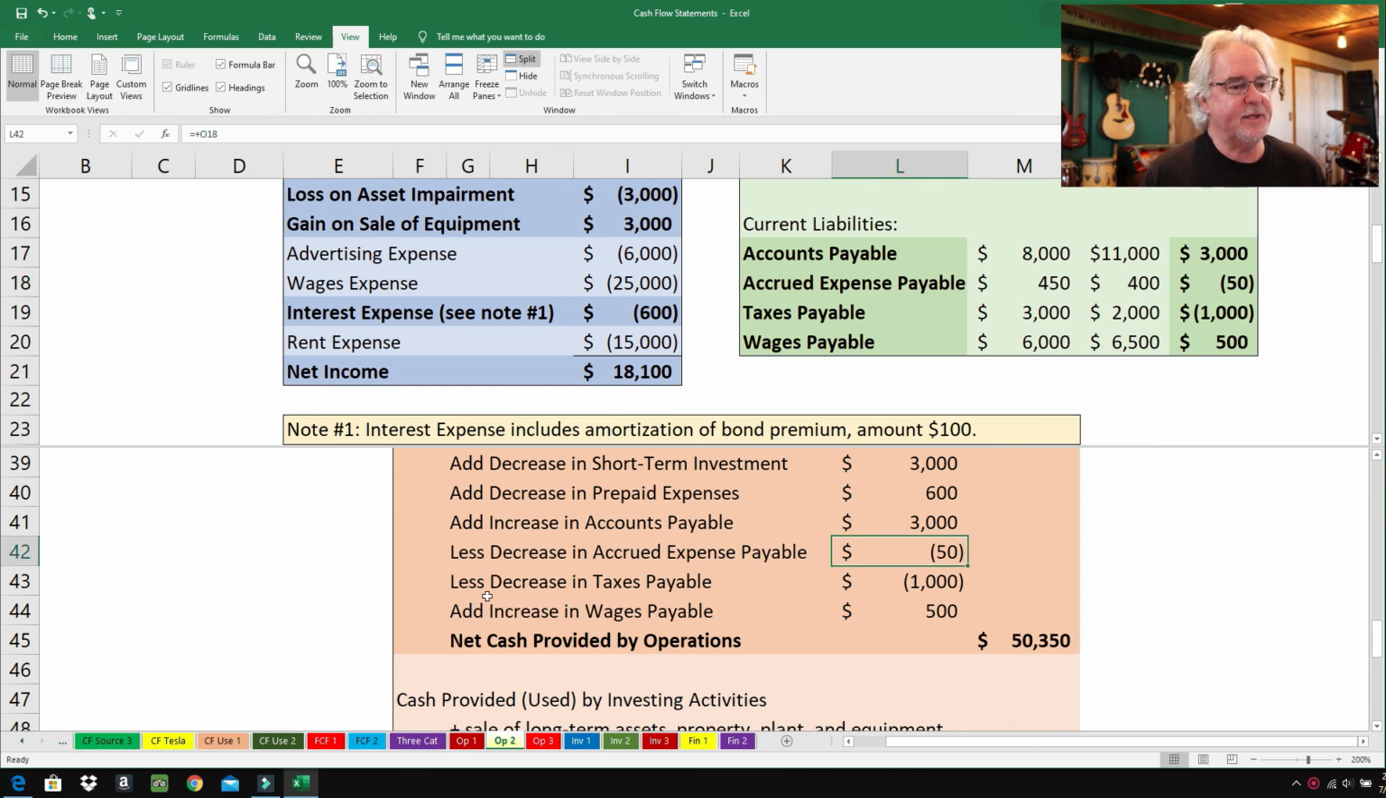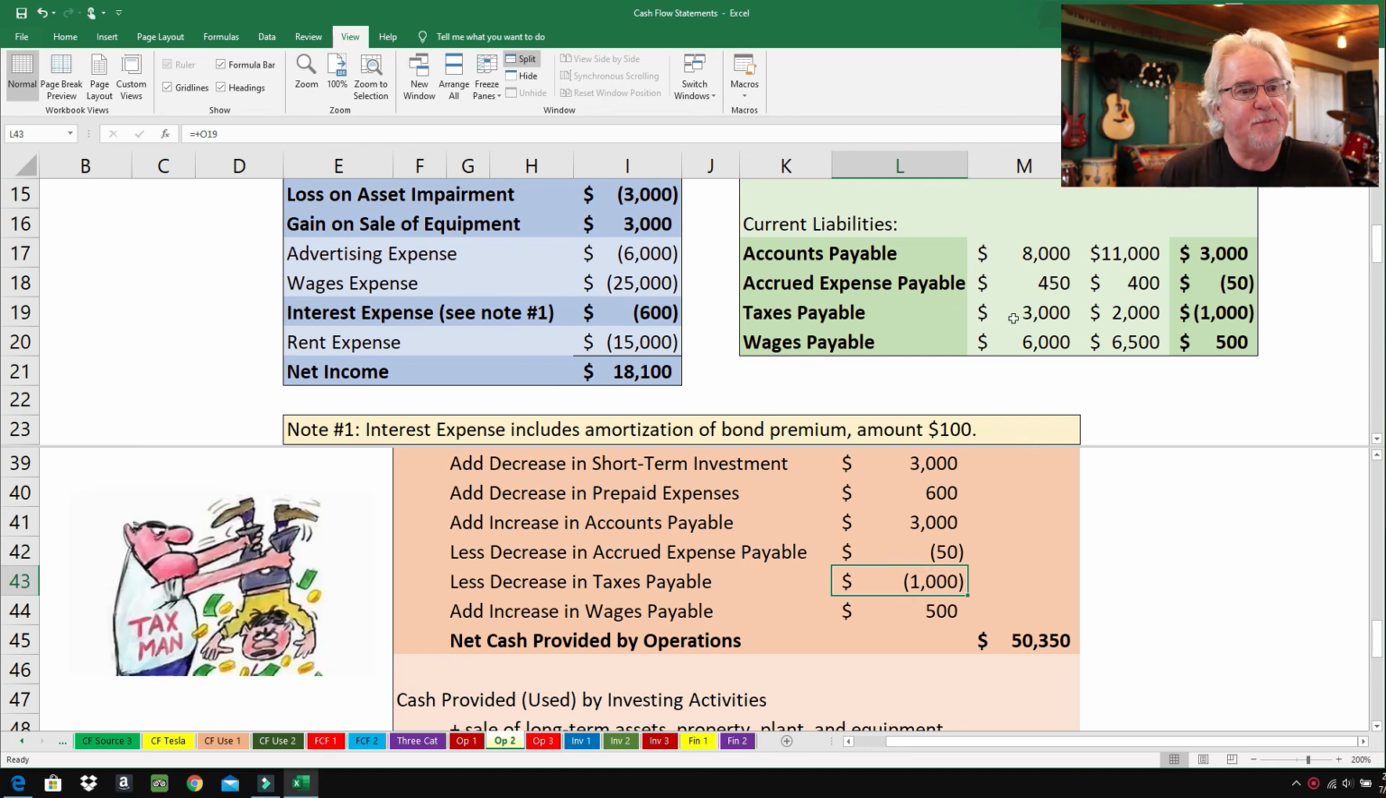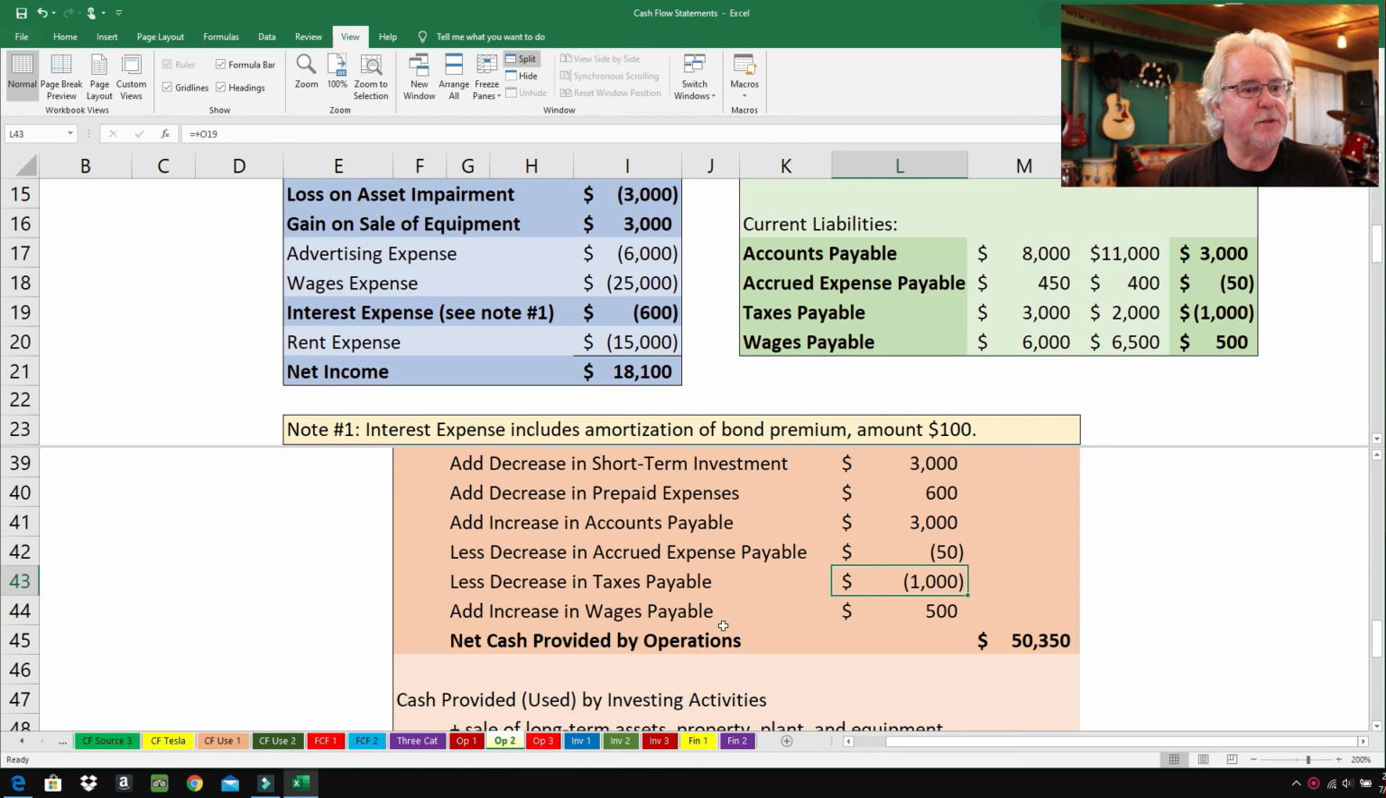And then less decrease in taxes payable. Sounds like we're paying our taxes. Taxes payable starts out at $3,000 and it went down to $2,000. So taxes payable dropped by $1,000. Whenever you pay your taxes, money is leaving. Add increase to wages payable. Wages payable was $6,000. Now it's $6,500. Looks like it went up by $500. Whenever liabilities go up, that means you are borrowing money. So it's a positive $500.